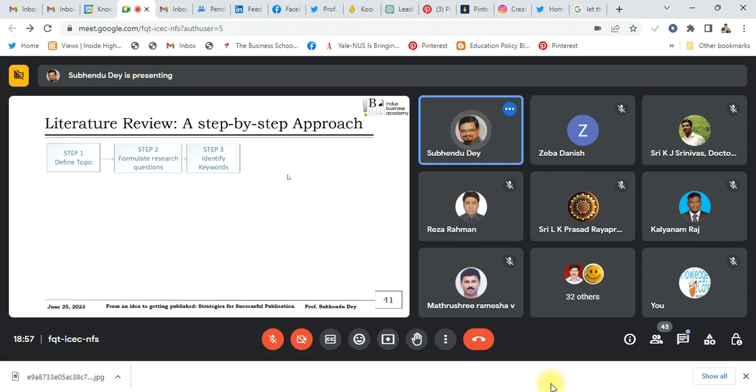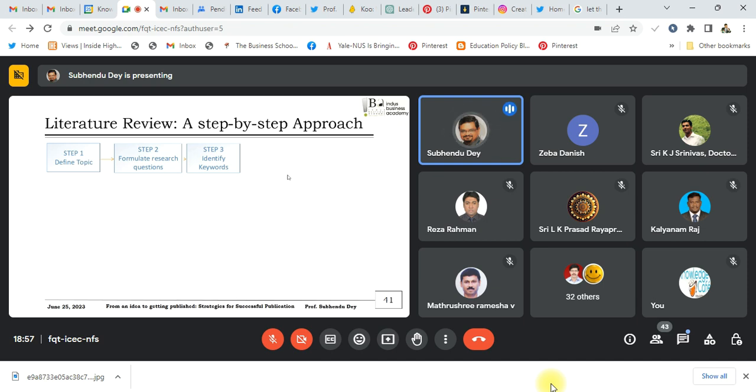Once you've done that, the next stage is that you have to go to the databases. Yesterday somebody asked me about databases, how many databases we need, or how many research papers we would ultimately need, and so on. So now you can look at any of the databases.